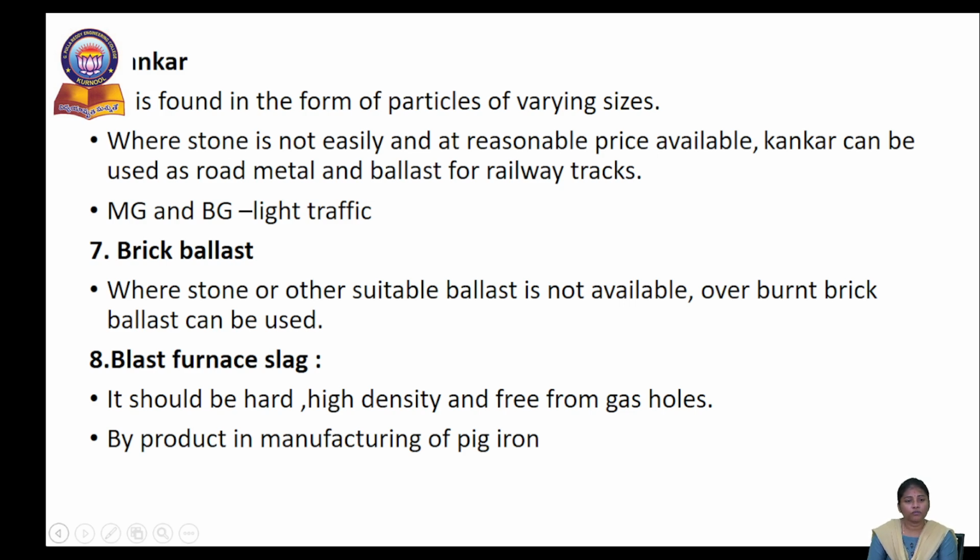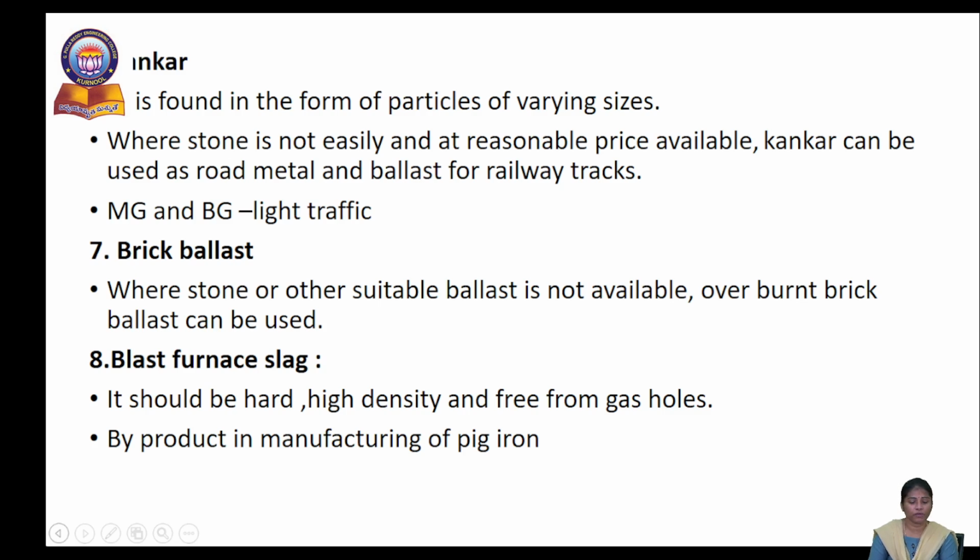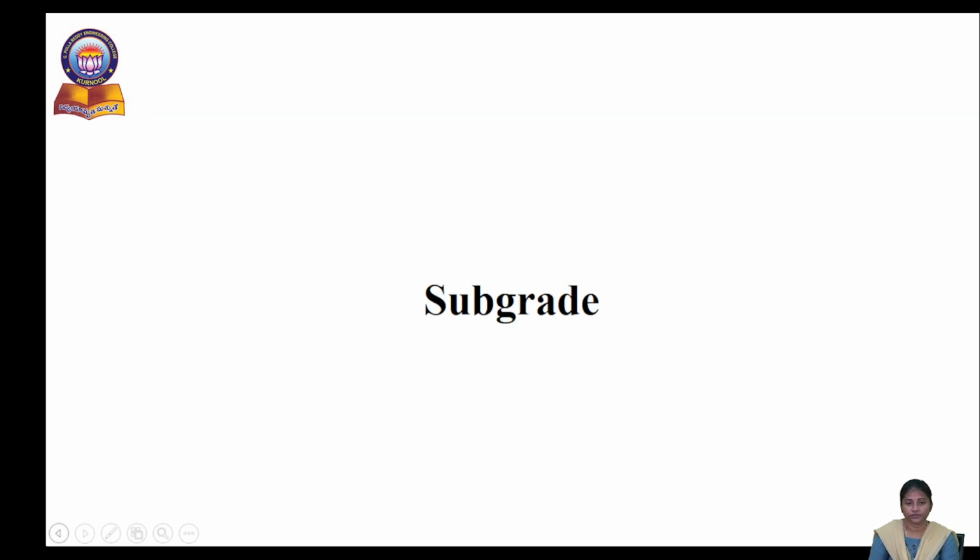So we have blast furnace slag. It should be hard, of high density, and free from gas holes. It is a byproduct in the manufacturing of pig iron, which can also be used as a ballast material in the railway track. So these are different types of materials which we can use as ballast material in railway track construction.